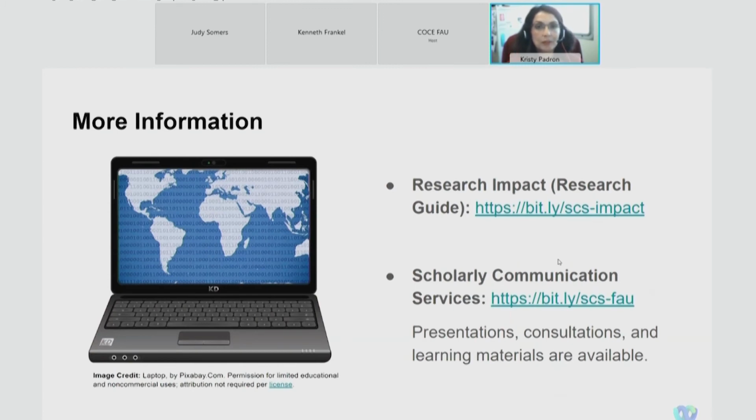If you'd like more information on the Journal Citation Report and also bibliometrics, you can see our research guide on research impact at the URL here. So it has direct links to JCR and also explanations of the different bibliometrics that are out there that you may want to use for different reasons. And also you can contact me.